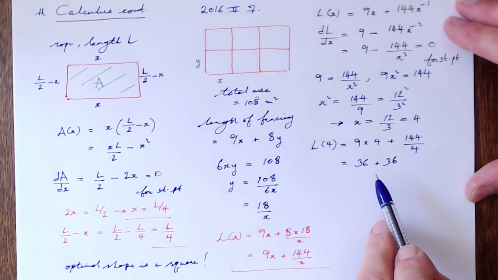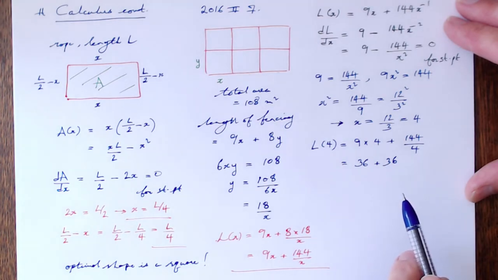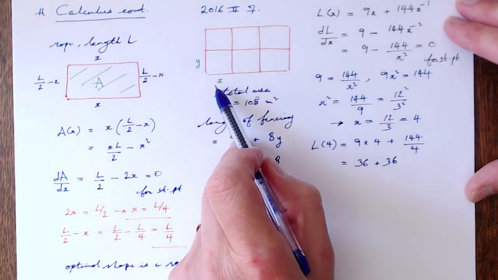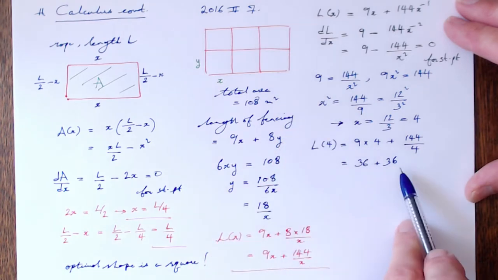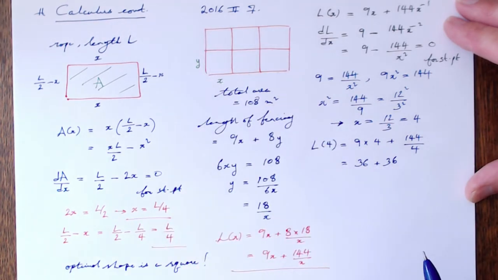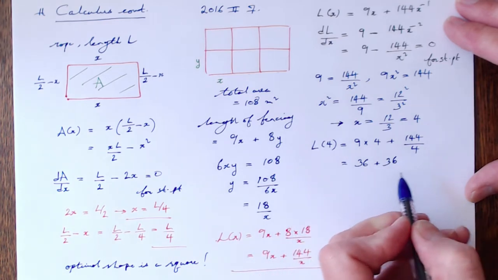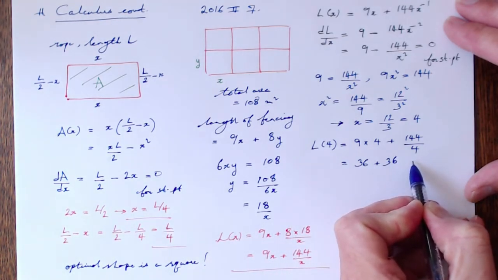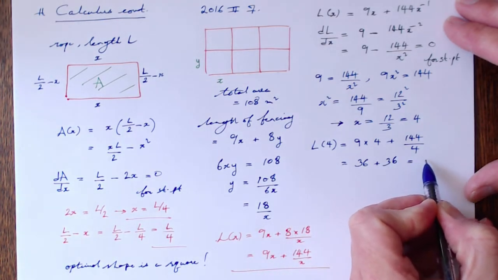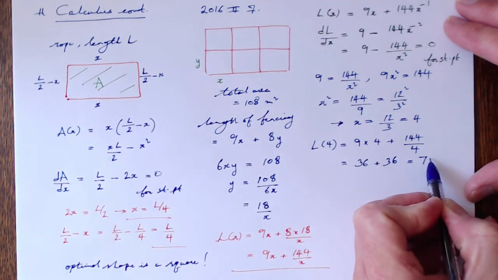what we found is that the optimal solution here has that the total amount of fencing in the horizontal direction is actually equal to the total amount of fencing in the vertical direction. And so the total length then of fencing, the minimum length, is 72 meters.